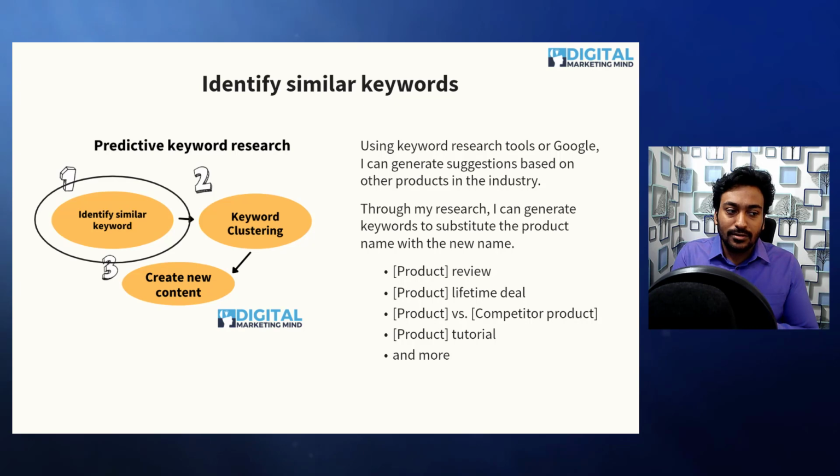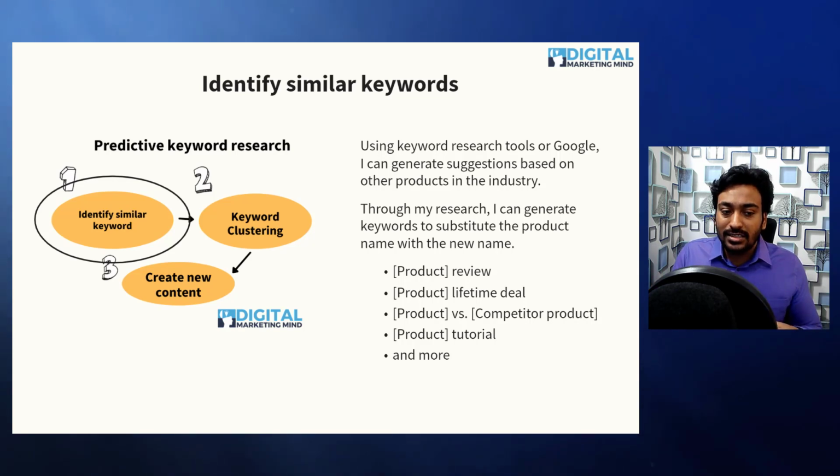The first step is identifying the similar keywords. We use keyword research tools, or even the Google search engine or any search engine as a manual option. I can try to generate suggestions based on other products in the industry or similar services in the industry, or a similar incident which happened before, and see what keywords that incident, product or service generated.